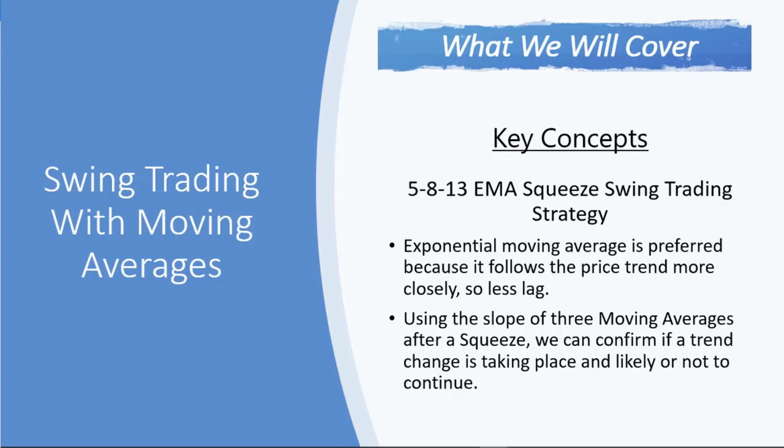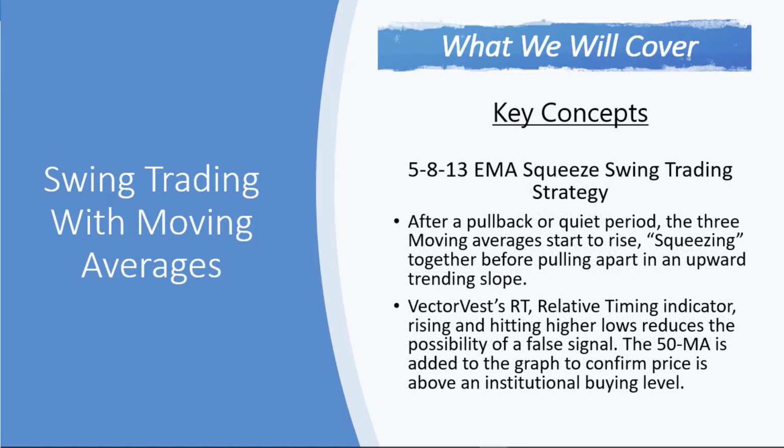And we're using rather short-term moving averages, a 5-day, an 8-day, and a 13-day EMA. Using the slope of the three moving averages after a squeeze, and I'll explain what we mean by squeeze, we can confirm if a trend change is taking place and likely or not to continue. After a pullback or quiet period, the three moving averages, the 5, the 8, and the 13 EMAs, start to rise, squeezing together before pulling apart in an uptrending slope.